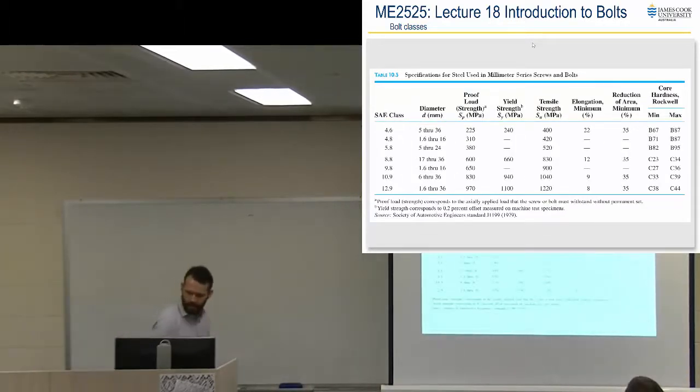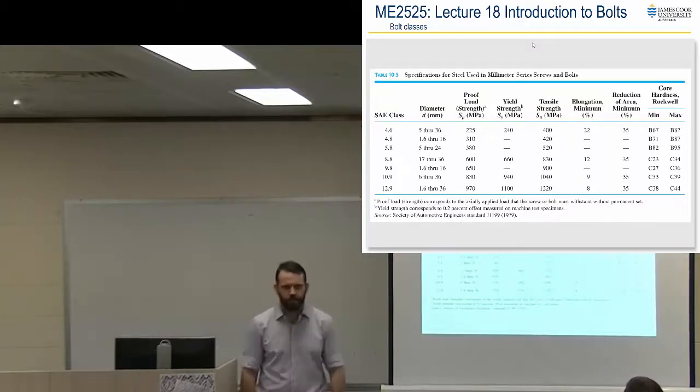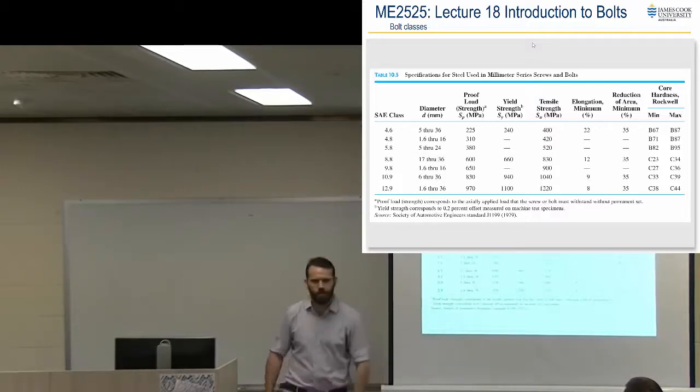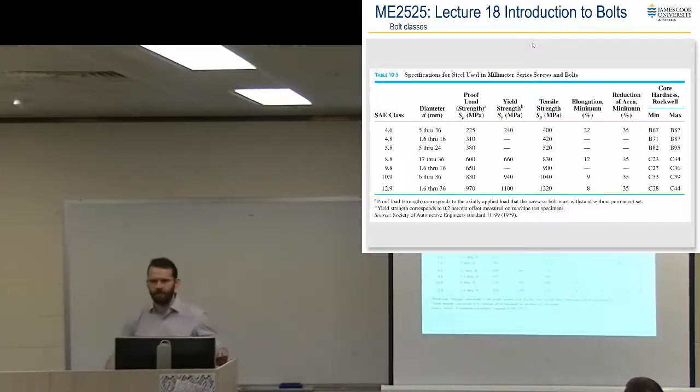Metric stuff's there, so class 4.6, 4.8, etc. All critical bolts in the FSAE comp have to be 8.8 or greater. And that's just their way of making sure that all of the bolts are strong. 8.8 is a good class of bolt for any sort of dynamic application. If you're just holding an I-beam to a pillar or something like that, you probably don't need that sort of strength because it's not a lot of dynamic loading. But as soon as you start having dynamic loading, about 8.8 or above is a good class of bolt.